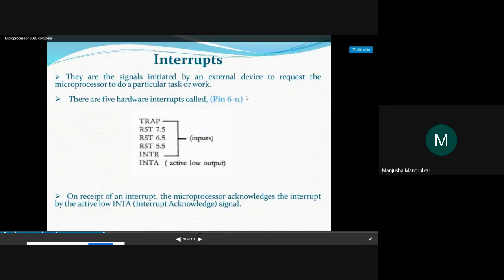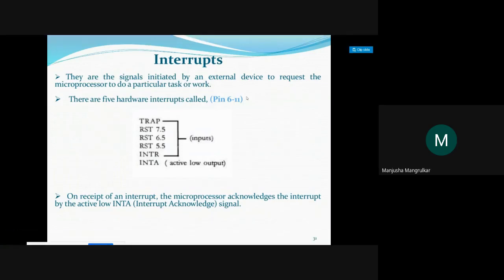Now these are the interrupt signals. Next, these are signals initiated by external devices to request the microprocessor to do a particular task or work.